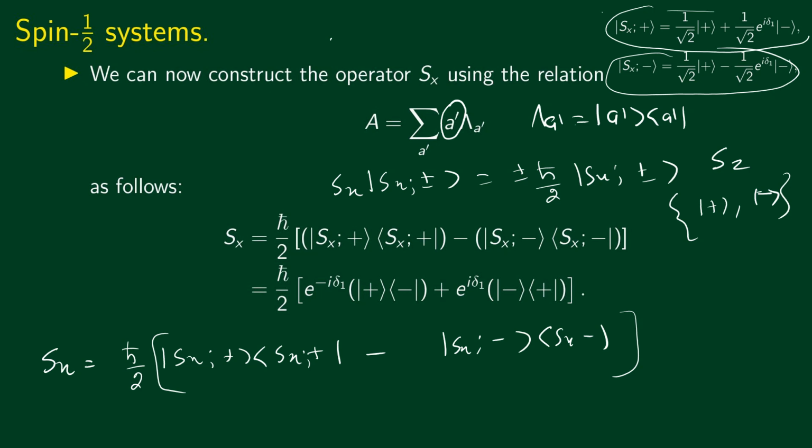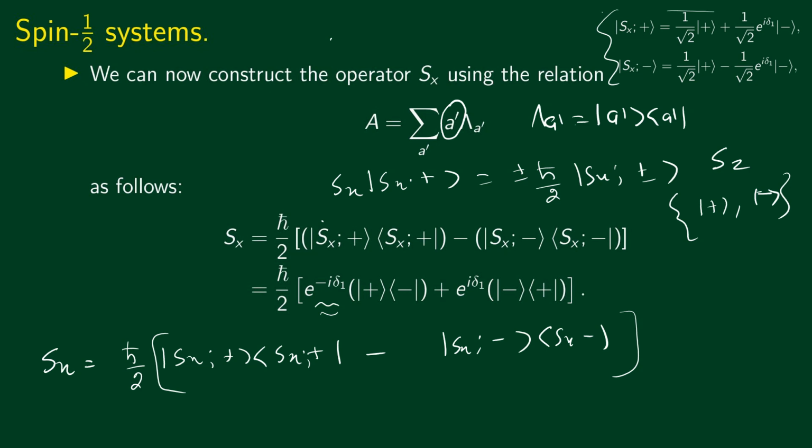We can do this. We just need to make use of these relations. Sx plus equal to 1 by root 2 ket plus, plus 1 by root 2 e raised to i delta 1 ket minus, and similarly for Sx minus. So we take these expressions, find the corresponding bras, and then substitute them here. It will boil down to an expression like this. We'll get Sx equal to h bar by 2 times e raised to minus i delta 1 ket plus bra minus, plus e raised to i delta 1 ket minus bra plus.